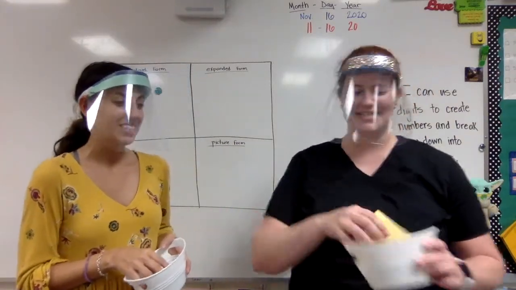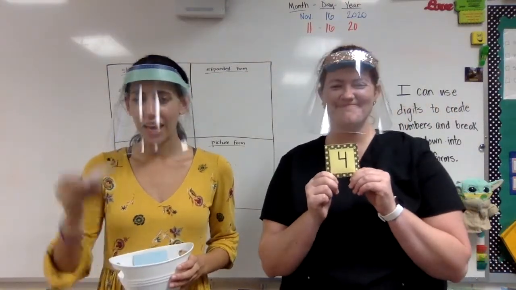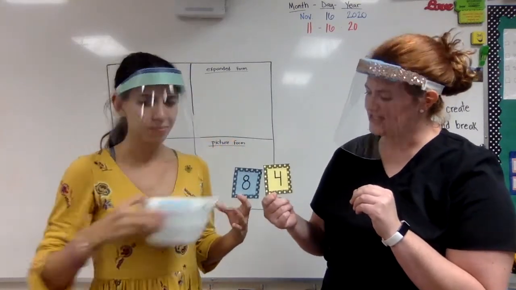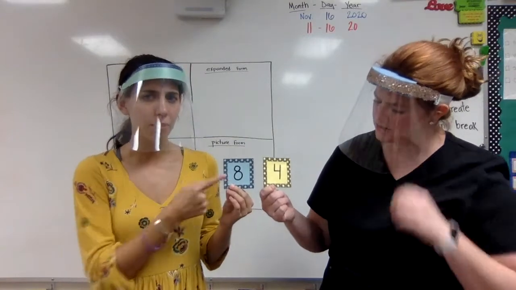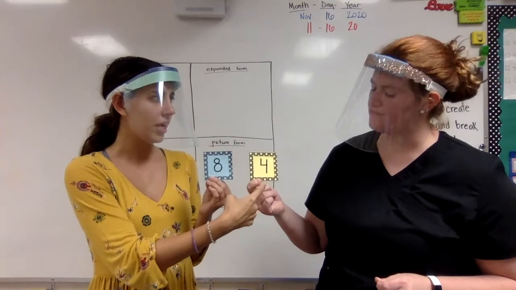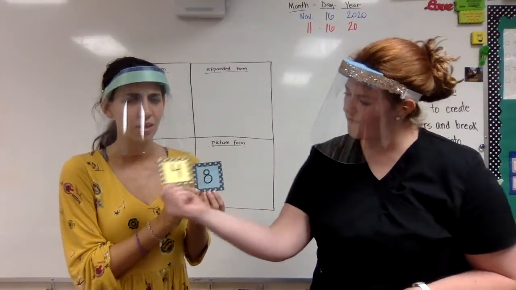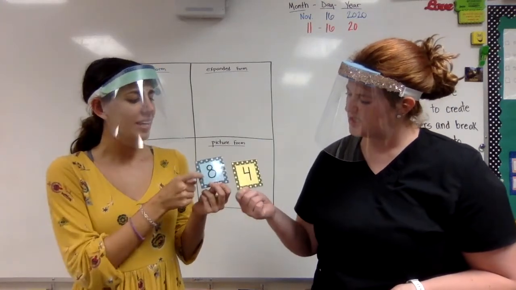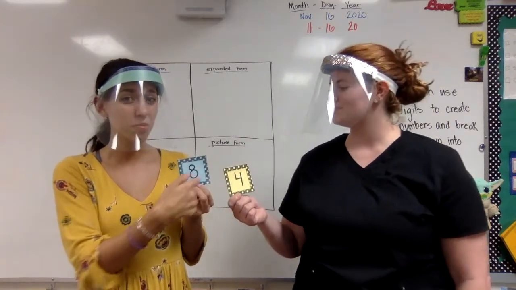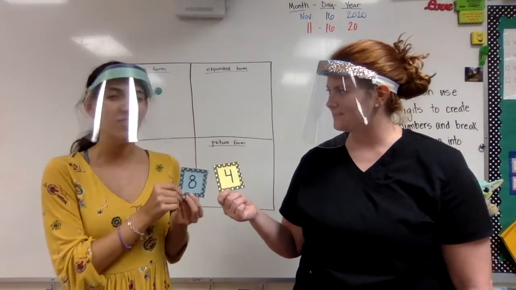Okay, ready? Here's my digit. I got a 4. Okay, I'm going to pick an 8. Okay, what would be the greatest digit? Well, if I'm comparing these numbers, I know that 8 is greater than 4 because 8 is bigger. That's right. So should we make 84 or 48? Well, I know that an 8 in the tens place is worth more than a 4 in the tens place, because this would be worth 80 and that would only be worth 40. That's right. So the 8 should go in the tens place.